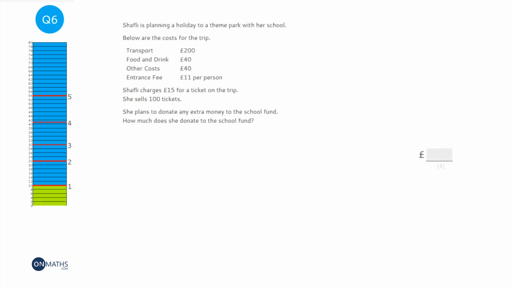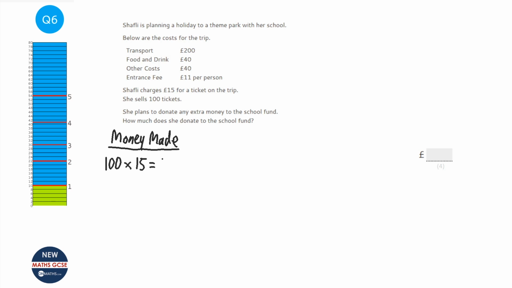Okay, so this seems quite a complicated question, but it's one of those questions that if you break it down, each step is a little bit easier than you think. So the first thing I would do is work out how much money Shafi's making. So she's charging £15 a ticket and she sells 100 tickets. So it's going to be 100 times 15, which is going to be 15 with 2 zeros. So that's the amount of money she's making.